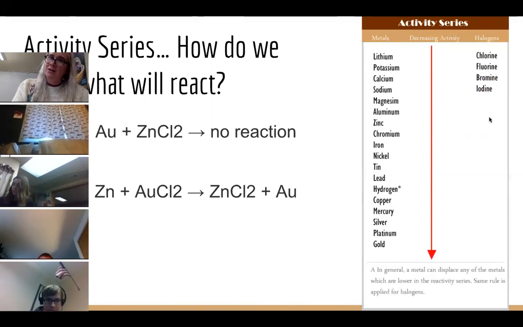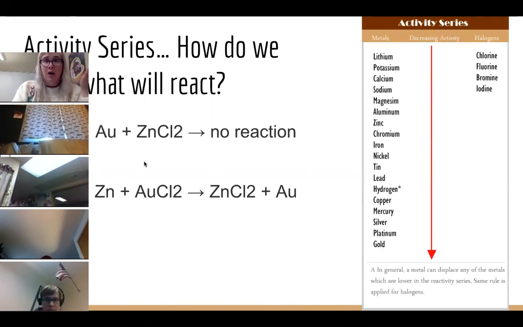Metals, and in some cases halogens, because they can do this too. Usually you'll see metals though. Some metals are more reactive than others. So lithium is the most reactive metal. It will replace anything. Potassium will replace anything except lithium, right? Calcium will replace anything except potassium and lithium, and so on. So gold is not very reactive. If you had gold sitting by itself, it's most likely not going to do anything.